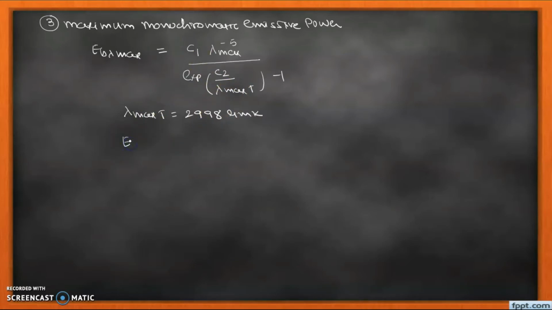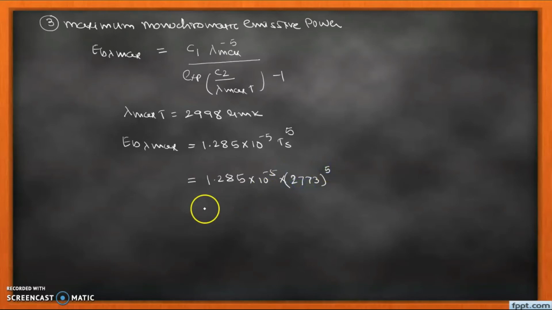So in general form, we get E_b lambda max equal to 1.285 into 10 to the power minus 5 into surface temperature to the power 5. Here the surface temperature is given, that is 2773, whole to the power 5. So we get the value of the maximum monochromatic emissive power as 2.14 into 10 to the power 12 watt per meter square. So this is our finding number 3.